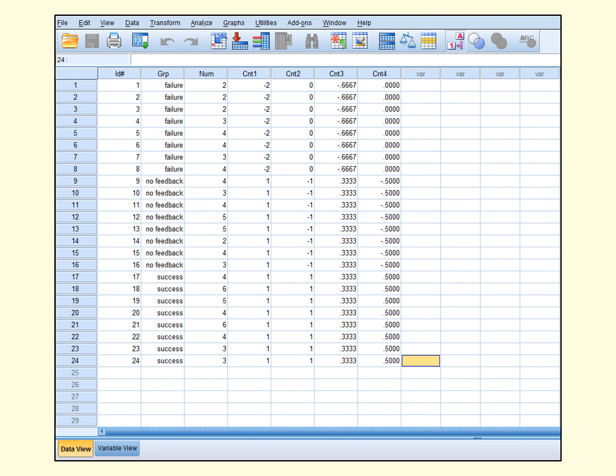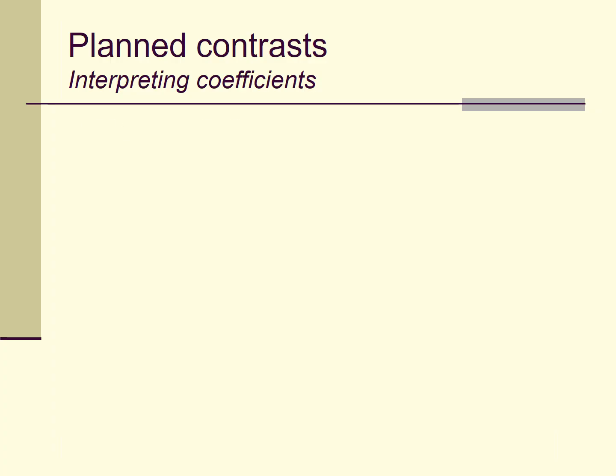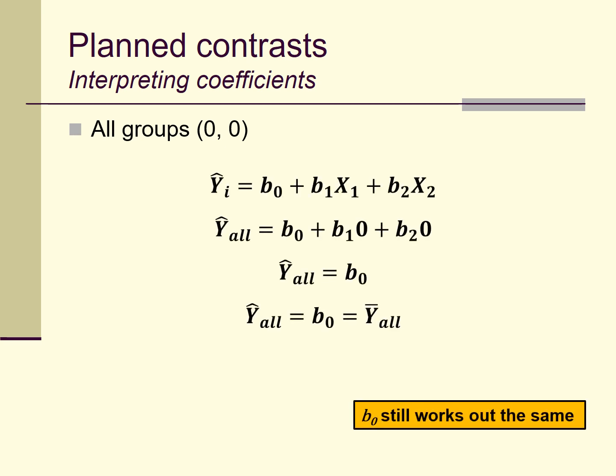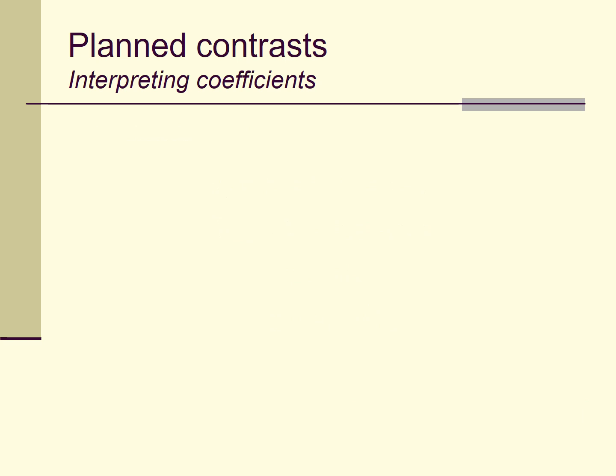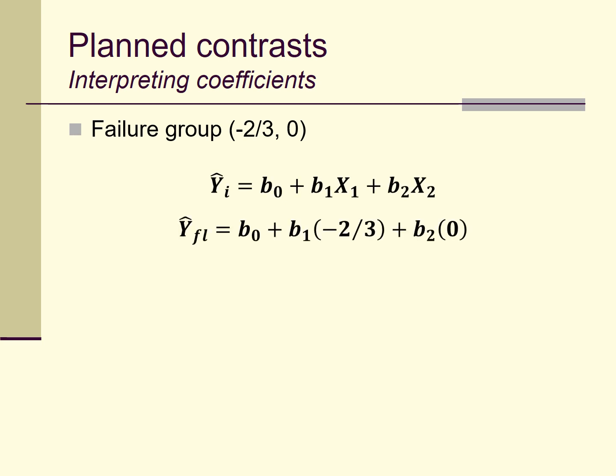Now if we take these codes and plug them in and do the algebra again, it's actually not that hard. For b sub 0 it works out the same, because again we're talking about all groups, or what we get when we solve for 0 and 0. So that's exactly the same as it was before. Our failure group now has the code -2/3 and 0.